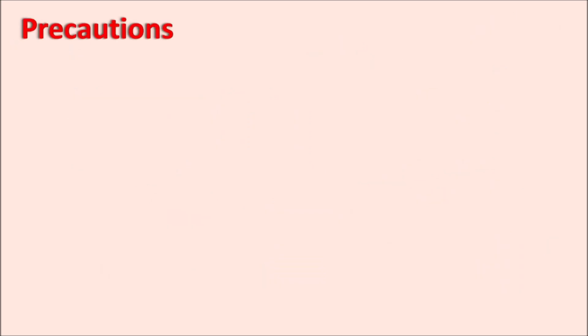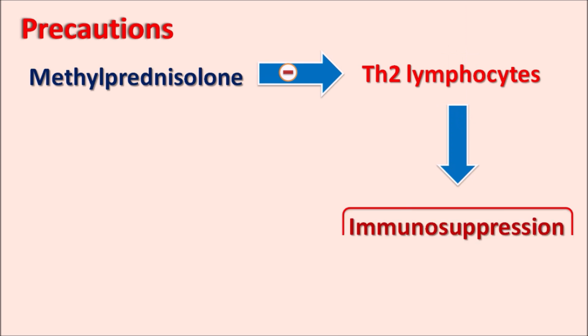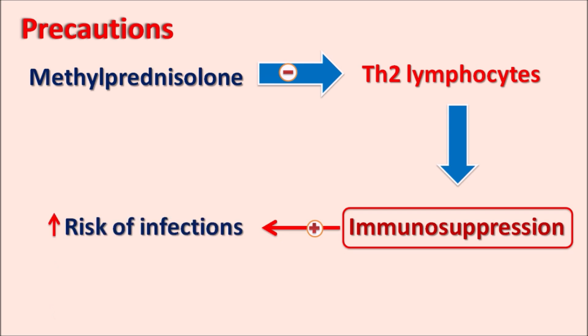What are the precautions? Just as we have discussed, methylprednisolone is going to inhibit the Th2 lymphocyte activity, and Th2 lymphocytes are responsible for the release of cytokines which are going to fight against the antigens. So when these Th2 lymphocytes are inhibited, it results in immunosuppression, and this immunosuppression leads to increased risk of infections. That's why methylprednisolone can produce a few infections when it is given at a high dose for a prolonged period.